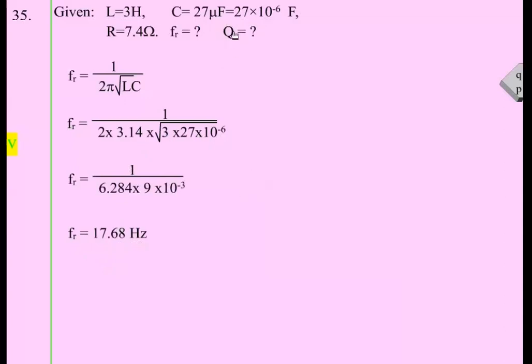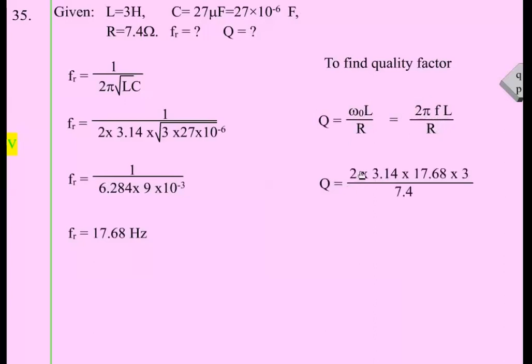Now the formula for Q factor is omega naught L by R, where omega naught is the resonance angular frequency. This omega is nothing but 2 pi f. Therefore, Q is 2 pi f L by R. Substitute for all this. Q is equal to 2 into pi, that is 3.14, f is the frequency 17.68, and L is equal to 3 henry, divided by R is equal to 7.4 ohm. So the value of Q comes to 45.